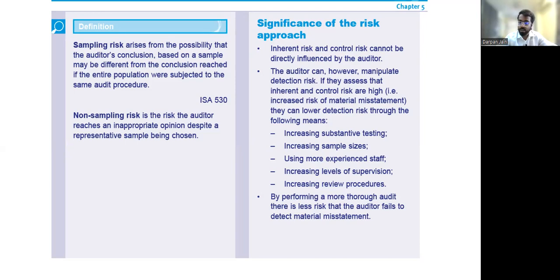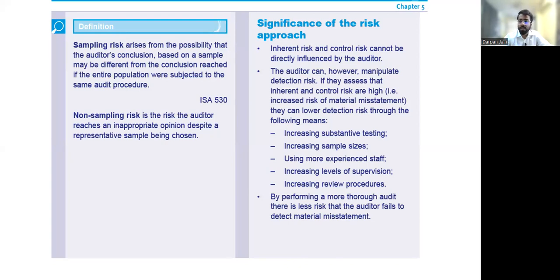The sample was correct. You've chosen a representative sample. The sample was representing the population, but still the audit opinion or the conclusion was wrong. Why? Because your audit procedures were wrong. Inappropriate audit procedures. That is non-sampling risk. So sampling risk is due to a wrong sample, the sample not representing the population. Non-sampling risk is because of inappropriate audit procedures, where your audit procedure itself is not correct.